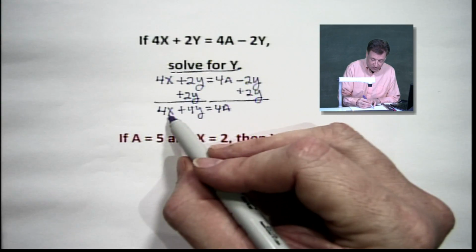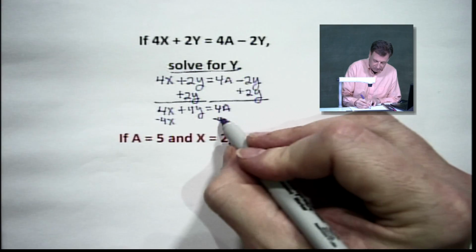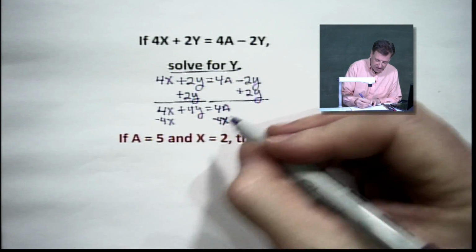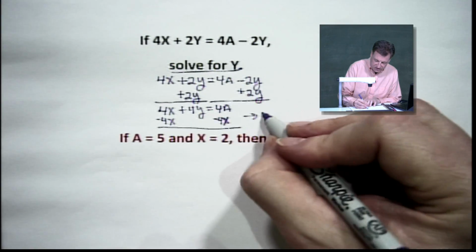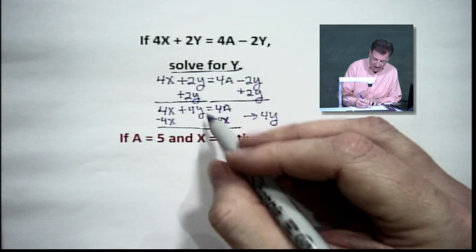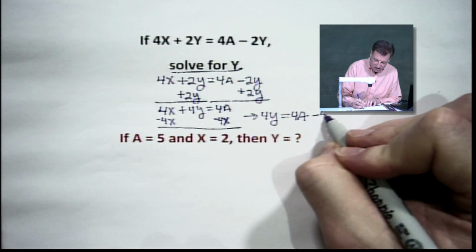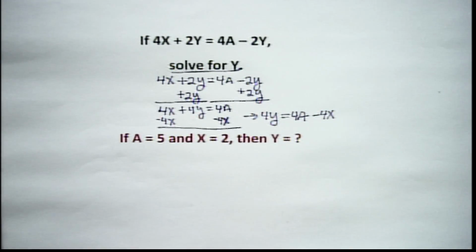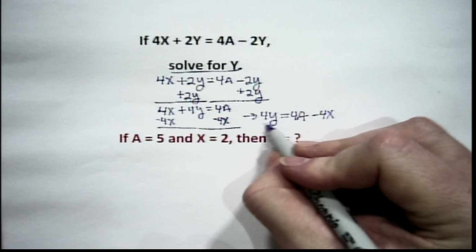So let's move this 4x. We need to subtract 4x from both sides. And that is going to leave us with, let's put it out here, it's going to give us 4y by itself. And now I've got 4a minus 4x. Oh, we're getting closer. We're getting closer. What do we need to do now? Divide everything through by 4. We'll do just that.